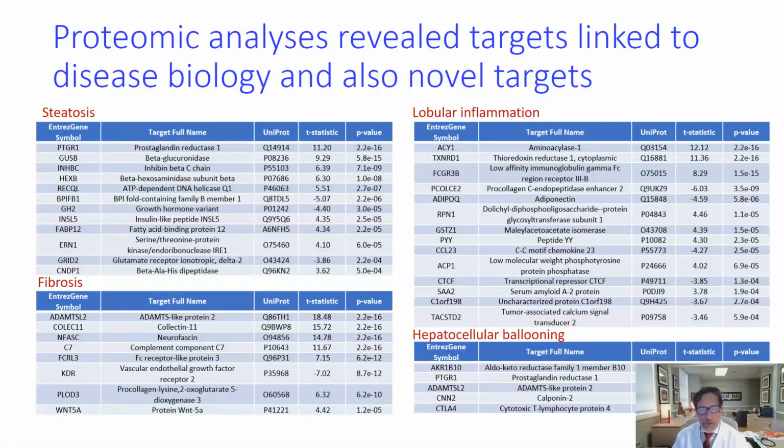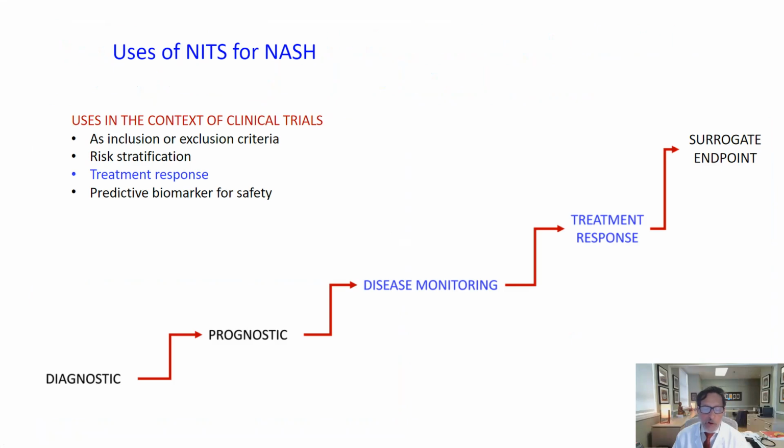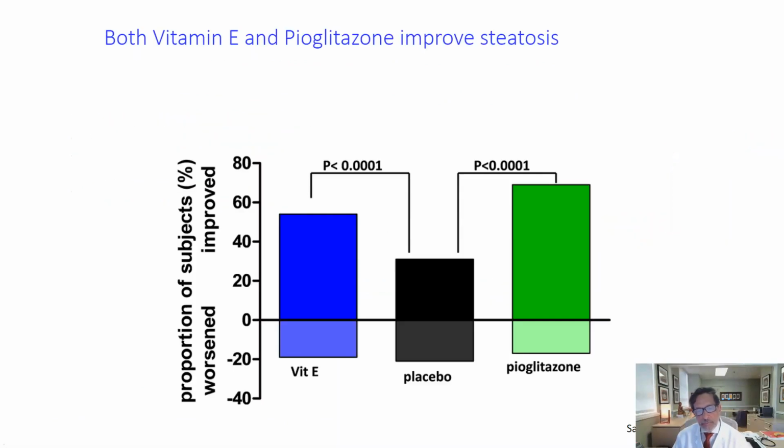Now, talking of disease progression, we've sort of talked about the diagnostic piece. So now let's move on to the disease monitoring and treatment response aspects of this. So first we looked at the PIVENS trial, and this is just to refresh your memory of the PIVENS trial. We looked at vitamin E and pioglitazone and compared it to placebo. Because there were two primary comparisons, the p-value was set at 0.025. And you can see over here, the proportion of people who improved steatosis is significantly greater than placebo for both vitamin E and pioglitazone.